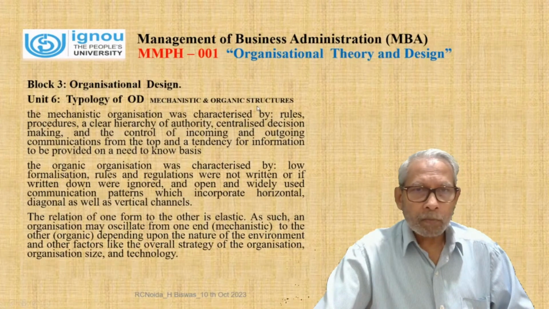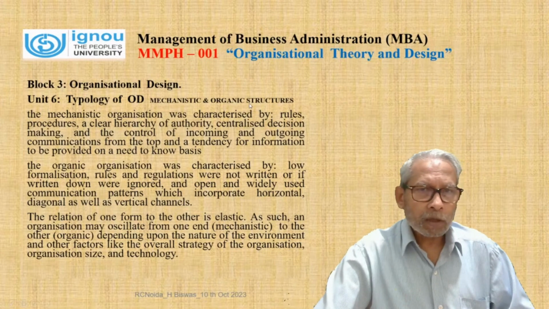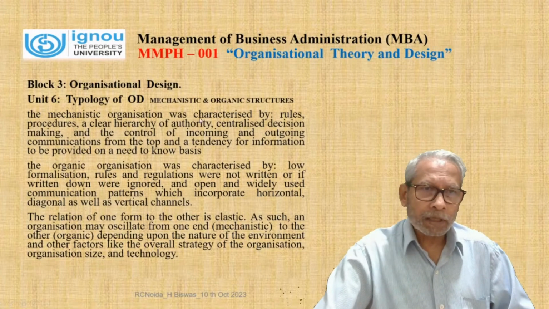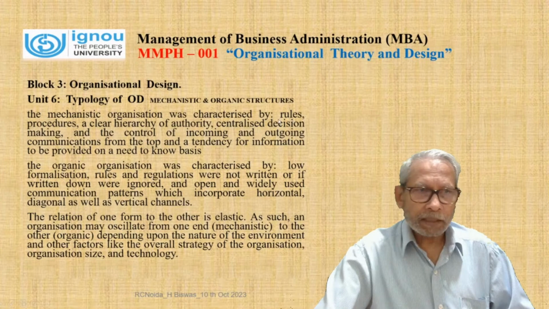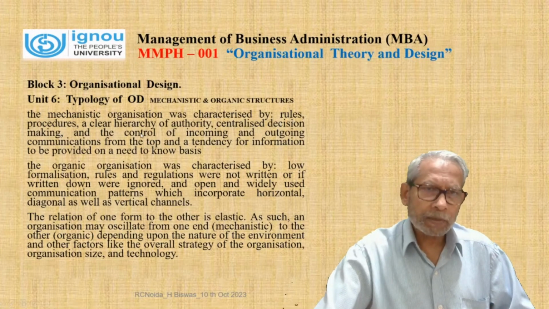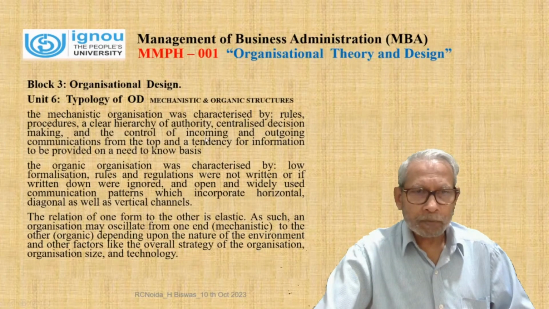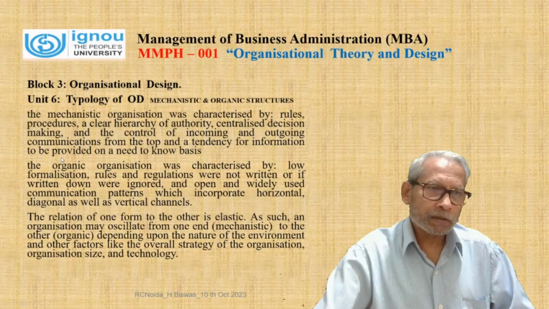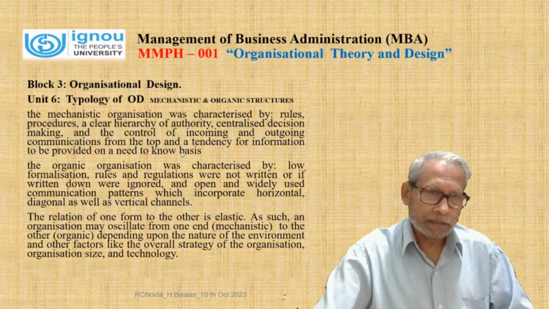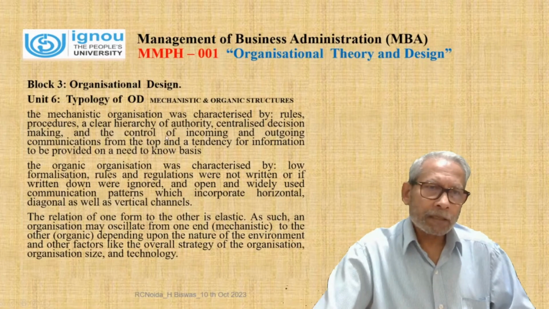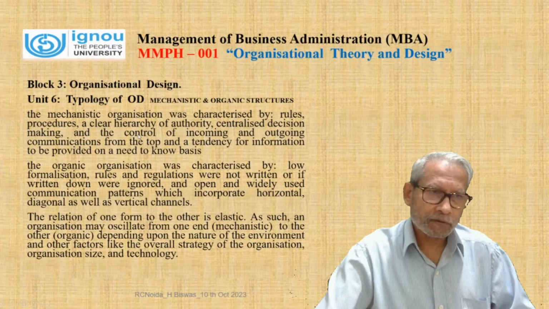Now, mechanistic and organic structures. Mechanistic organizations are characterized by rules and procedures. Means there are some rules and regulations, and information is provided from the top down, with the need for known basics. So these are all mechanical things, very mechanistic type.